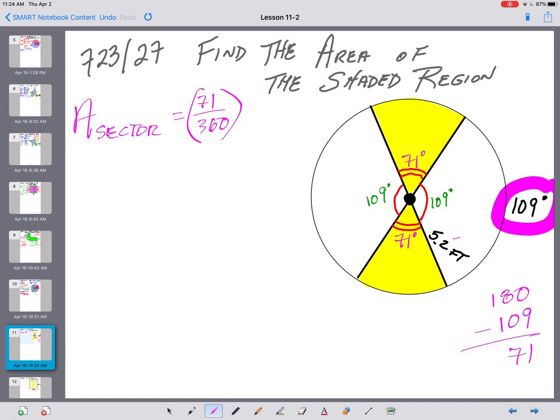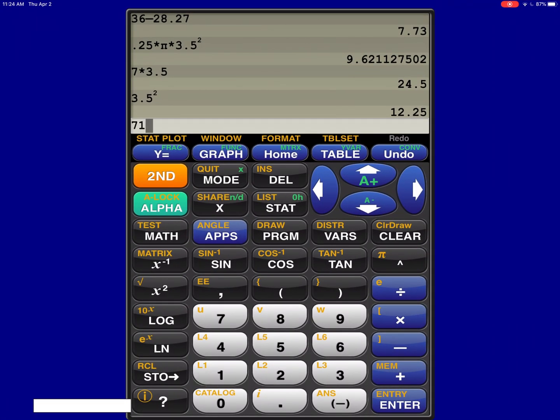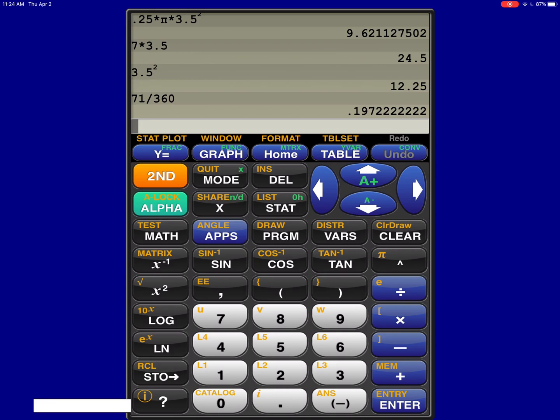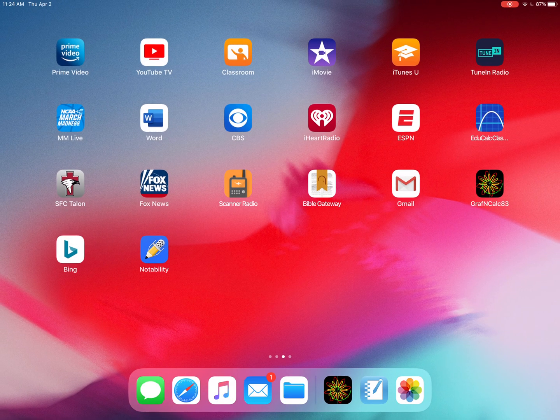So here's the radius. There it is. So it's pi times 5.2 squared. Okay, let's do 71 over 360. Okay, 71 divided by 360. Nice. There it is, 0.1972.